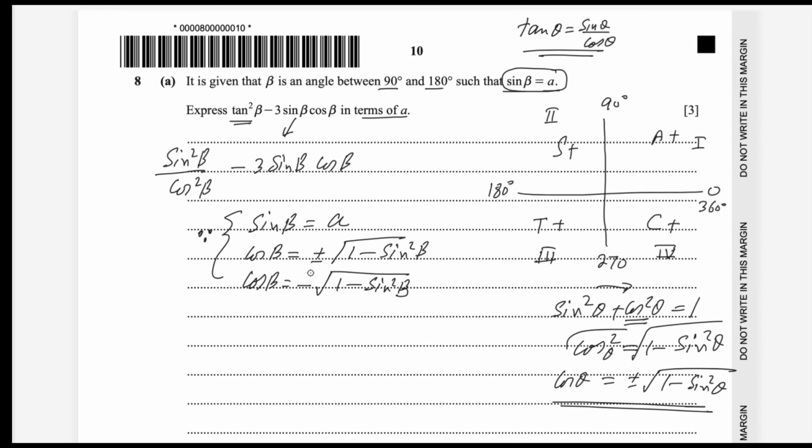Why am I taking only the negative sign? Because we know that beta lies in the second quadrant, and in the second quadrant cosine is negative, therefore you have to use the negative sign here. So keep this negative with this answer: minus the square root of 1 minus sine square beta. Sine beta is A, so sine square will be A square.